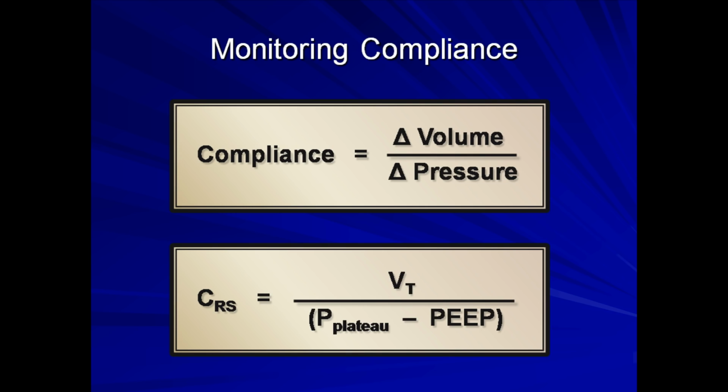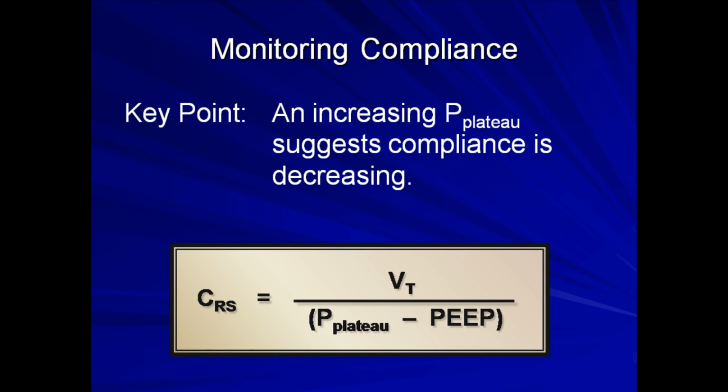Please note that the PEEP here refers to total PEEP. That is the sum of the PEEP intentionally applied by the ventilator and something known as auto PEEP. If the term auto PEEP is unfamiliar to you, it will also be discussed in a future lecture, but it's essentially PEEP that develops unintentionally due to a variety of pathologic processes. Once again, it's not as important to memorize this equation as much as remembering that an increasing plateau pressure suggests that compliance is decreasing.